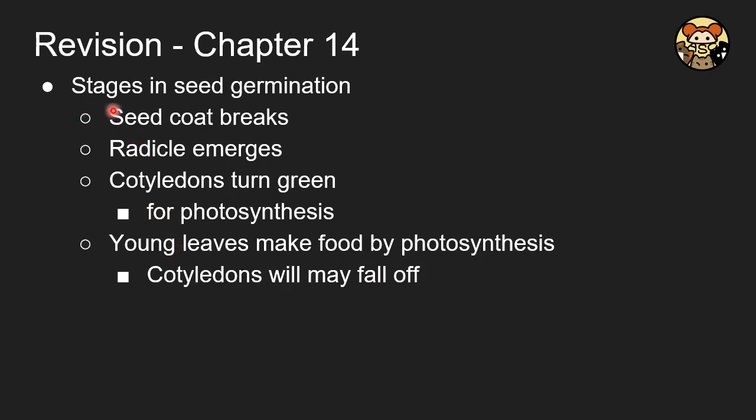So here are the stages of seed germination. First, the seed coat will break and the radicle emerges, and then the cotyledon will turn green for photosynthesis, and then the first leaf is generated, and then the cotyledon may fall off.